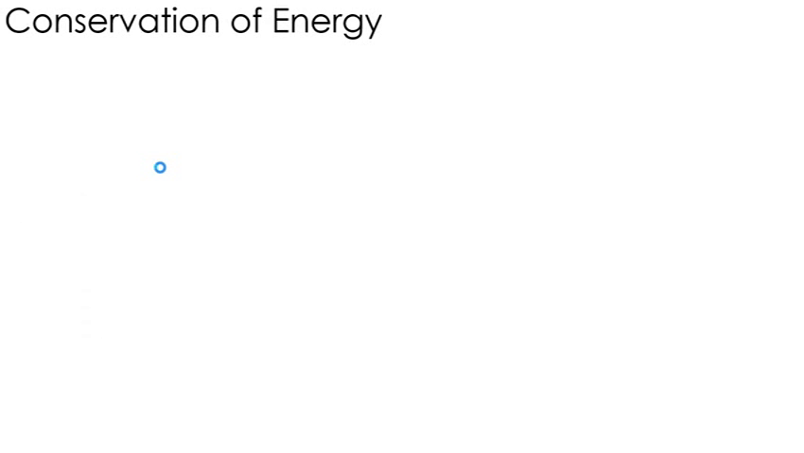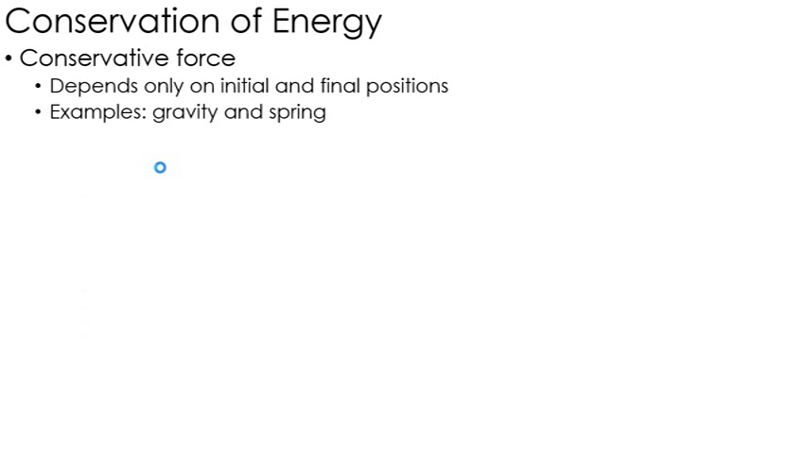Again, just the time derivative of work. The other thing we want to talk about is the conservation of energy. In order to do that, we need to first talk about a conservative force. And a conservative force is basically a force that's independent of the path that it follows. Basically, it only depends on the initial and final positions of the object. So two classic examples of this are gravity as well as spring.